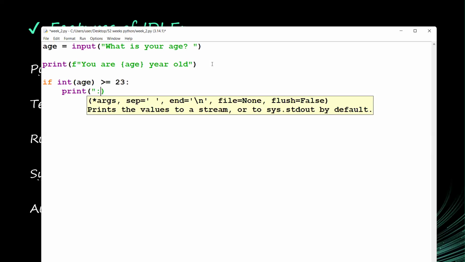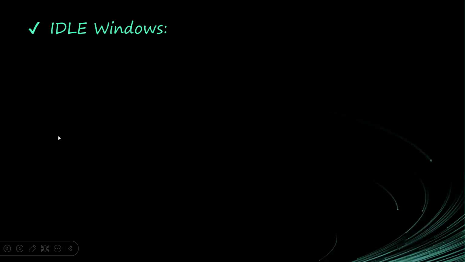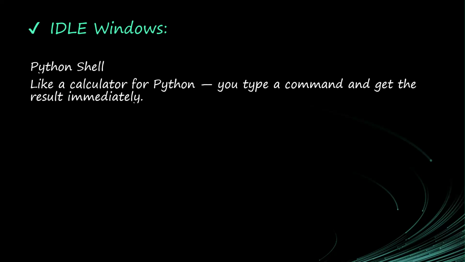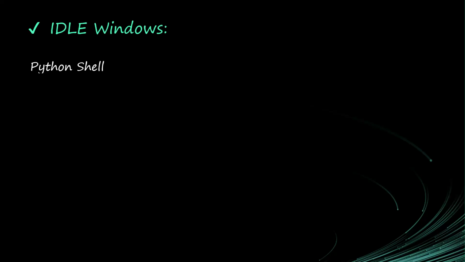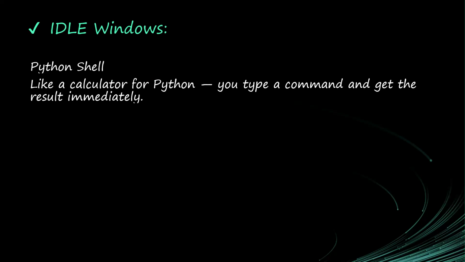Okay, so the shell will give you auto indentation. It is designed this way to help you to program well. So you ideally also have the Python shell. Like a calculator for Python. The Python shell is like a calculator for Python. Okay, I've shown you. You saw me do 5 plus 4. You saw me do some arithmetic there. So like a calculator, the Python shell is like a calculator to Python. You can type a command and get immediate results. You saw me do that.